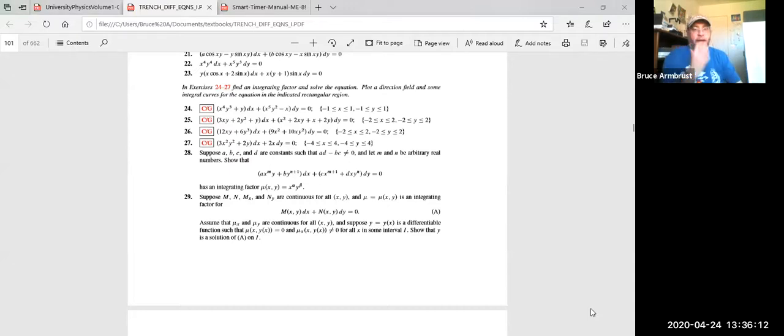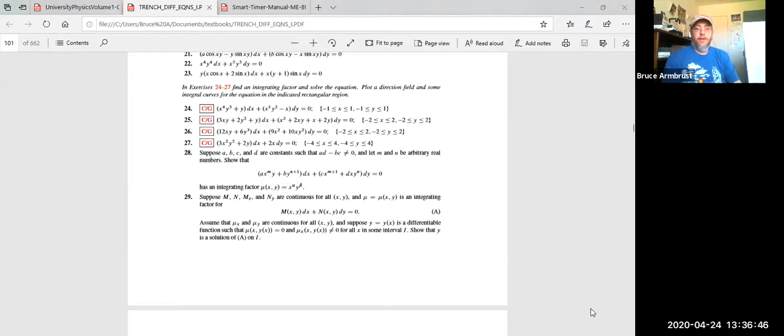All right, so 28. Suppose A, B, C, and D are constants such that AD minus BC does not equal 0. You may remember we saw something like that last time with some problem, but if you recognize that as a determinant thing, that's just going to make it so that whatever system we end up with actually has a solution. Okay, but anyway, A, B, C, and D are constants, and then M and N are arbitrary real numbers, so they're also constants, but of our choosing.